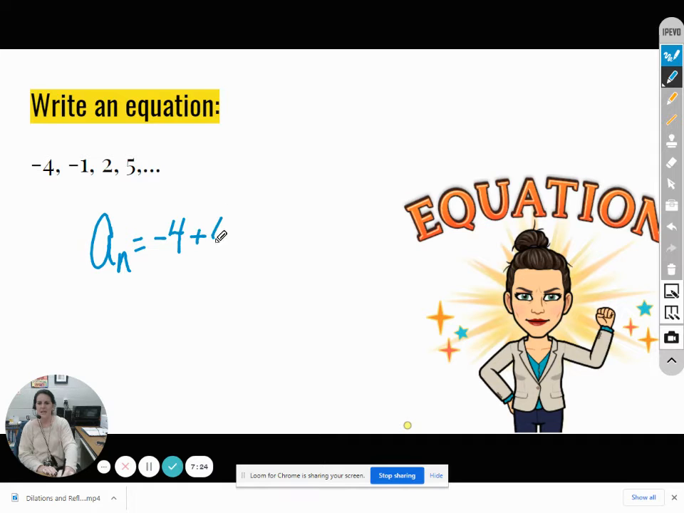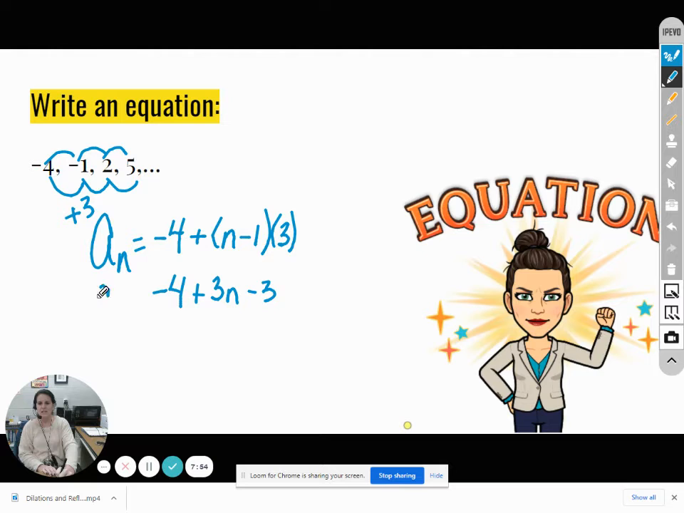I'm going to add n minus 1 times my common difference. What's the common difference here? Looks to me like from here to here they added 3. So I'm going to check to see, did that work? Plus 3, yep. Plus 3, yep. So each time we are adding a positive 3. So my difference is 3. Now, if you want, you could go ahead and simplify this and have negative 4 plus 3n take away 3. And then we just combine like terms. Negative 4 take away 3 is negative 7. So a sub n equals 3n minus 7.